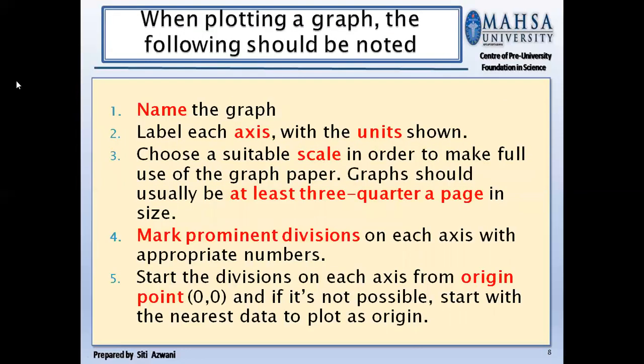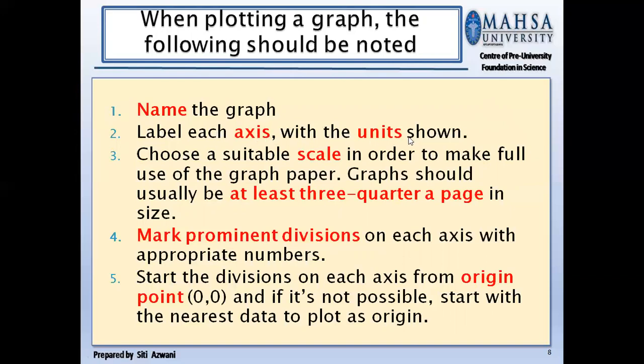Okay, next, when plotting a graph, the following should be known. First, name the graph. You need to write the title of your graph on the top of your graph paper. You must have the title. Example, voltage versus current, the relationship between the voltage and the current. If you forget to write the title or the name of the graph in your final exam, I will deduct your marks. The title of your graph gets marks.